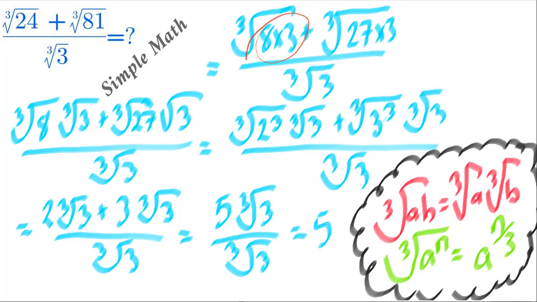24 is 8 times 3. So I hope you know what a cubic number is. A cube of a number is a cubic number. For example, 1 cube is 1, 2 cube is 8, 3 cube is 27, and so on. So we will try to find this kind of numbers. So 24 can be written as 8 times 3. 81 can be written as 27 times 3. And 3 is already simple enough.